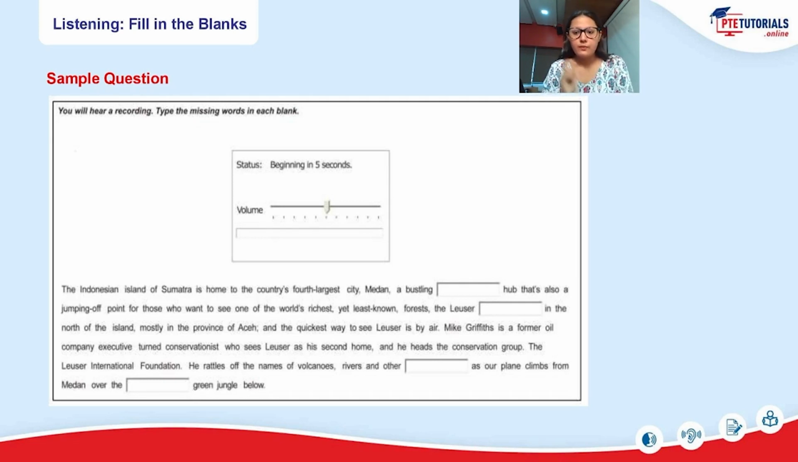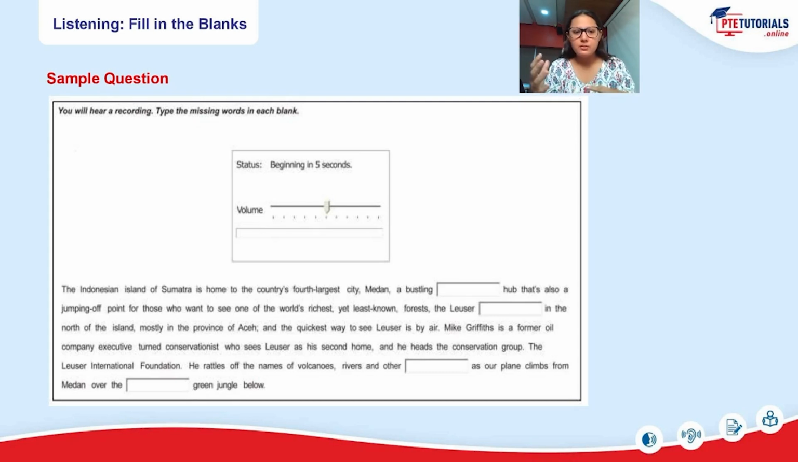So make sure that when you are listening to the audio, focus a bit more on the audio so that you can grab the word very easily. There are many cases possible in listening fill in the blanks. Like students do ask that if I don't know the answer, like the answer was regions, I don't know the answer.